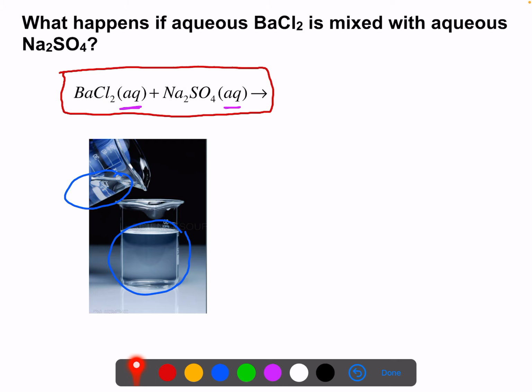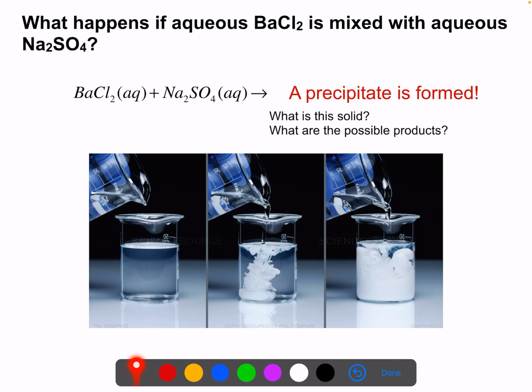They are soluble. But when we pour them together and mix them, here you can see it pouring in, we get the formation of a white solid. You can see it more here. If we let this settle, we'd have a bunch of white solid on the bottom. The name of this white solid, or any solid that's formed, is a precipitate. So something in this mixture is insoluble.